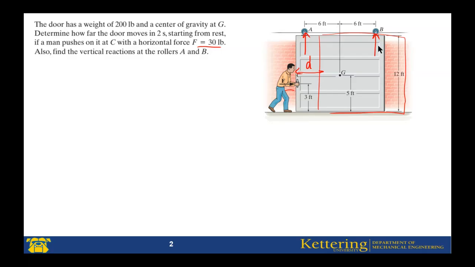Okay, let's solve. The weight of the door is given as 200 pounds. How can I find the mass of the door? Divide by 32.2.